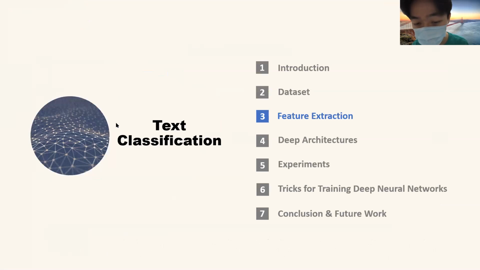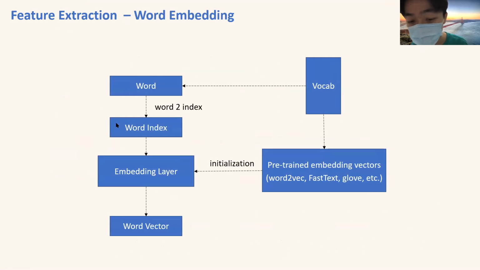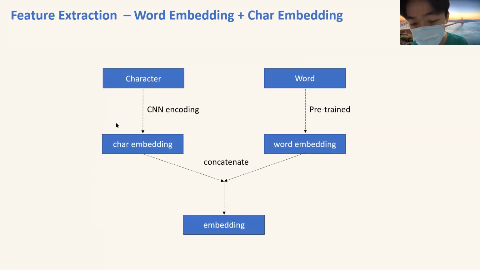Now I will make a brief introduction of embedding. Embedding is an important part of feature extraction. First, we build a vocabulary and we can get a word index. Then we use the pre-trained embedding vectors to initialize the embedding layer and get word vectors. We also try char embedding. Characters are fed into a CNN encoder. We can also use an RNN to do the encoding, and then concatenate char embedding with word embedding.